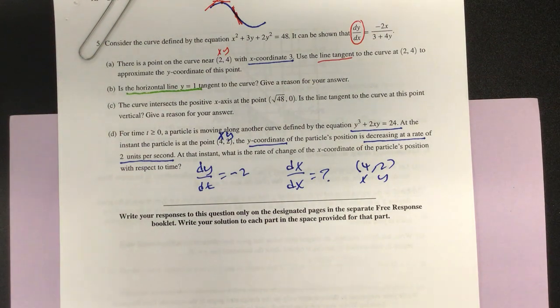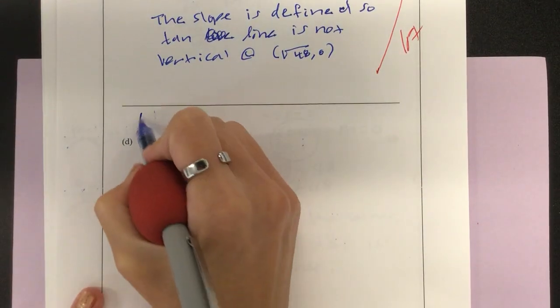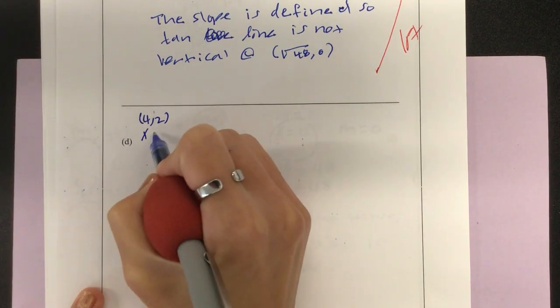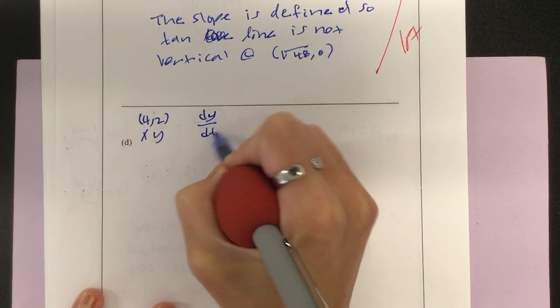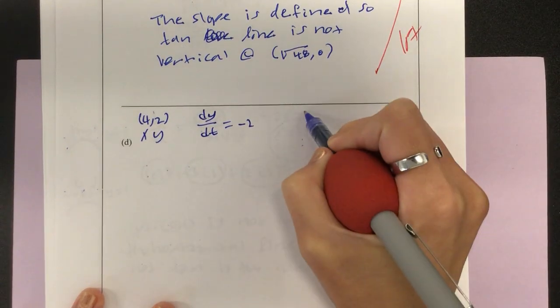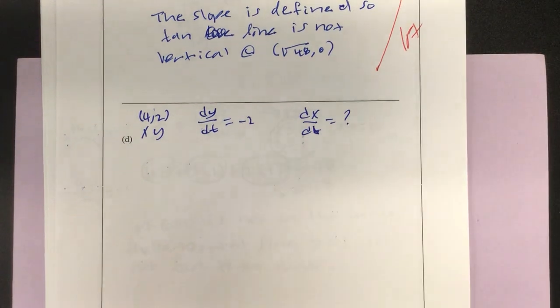So I'm going to start off by writing those givens on the top, just because it's going to be helpful. It is given that I have 4, 2, which is my x, y. It's also given that the rate of the y value is negative 2, and we are looking for dx over dt. That's our question mark.